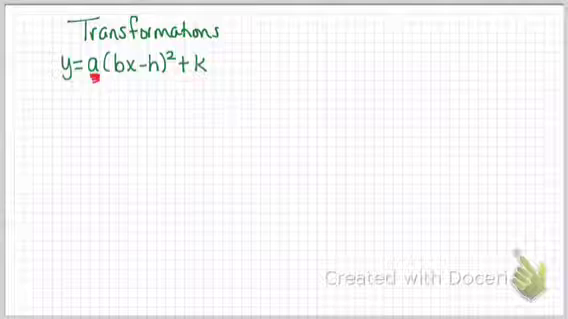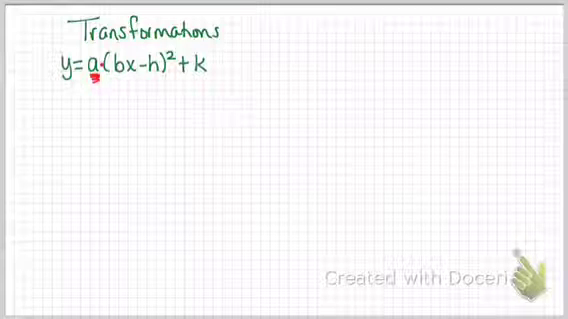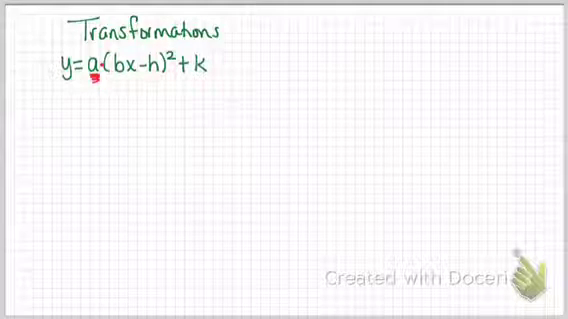But let's talk about A. So we know A is vertical, and because it's being multiplied times a parenthesis, anything being multiplied is going to be a stretch or a compression. So A is going to be our vertical stretch or compression. Now, if we multiply by a number greater than 1, things get bigger. So if it's a number bigger than 1, it's going to make it a vertical stretch. And if it's between 0 and 1, it's going to make it a vertical compression. But remember, if A is negative, that negative has its own job. That negative would tell us that it's a reflection across the x-axis.